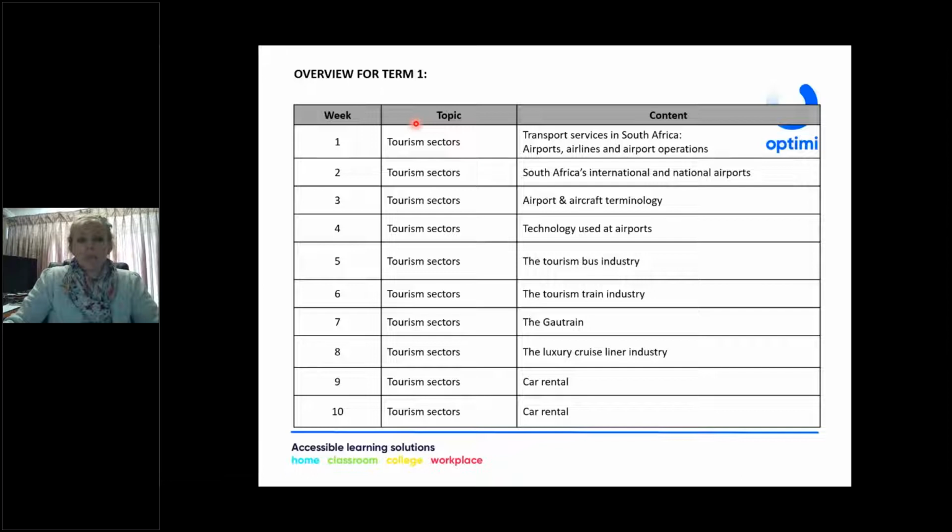So if we look at term 1, for week 1, you were supposed to look at the transport services in South Africa, which includes the airports, airlines, and airport operations. For week 2, you had to look at South Africa's international and national airports. For week 3, the airport and aircraft terminology. For week 4, technology used at airports. For week 5, the tourism bus industry. For week 6, the tourism train industry. Week 7, the Gautrain. Week 8, the luxury cruise liner industry. And then 9 and 10 focused on the car rental.